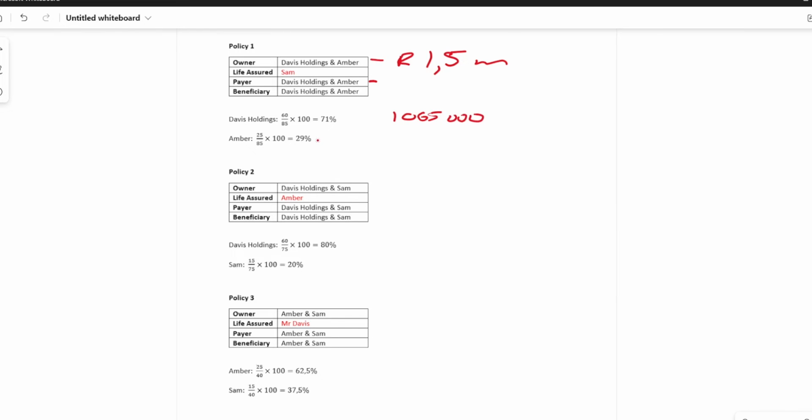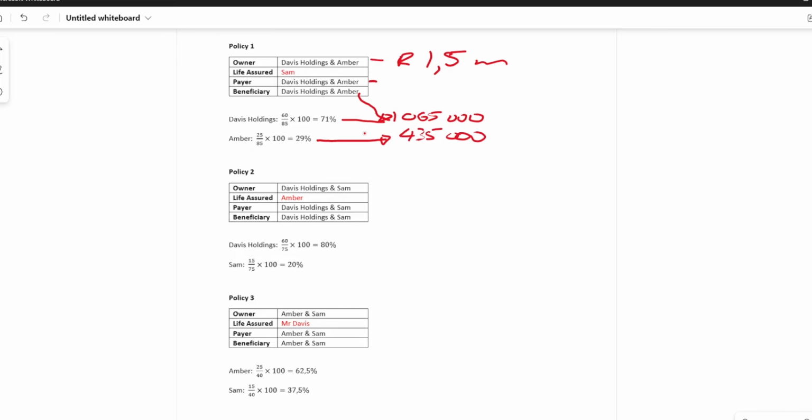And then applying this 29% to the 1.5 million rands, you get 435,000 rands. So that's more important from a beneficiary perspective. When it comes to beneficiary, Davis Holdings is going to be at 71%, which will equal 1,065,000. And then under beneficiary for Amber, the beneficiary is going to be at 29%, which equates to 435,000.